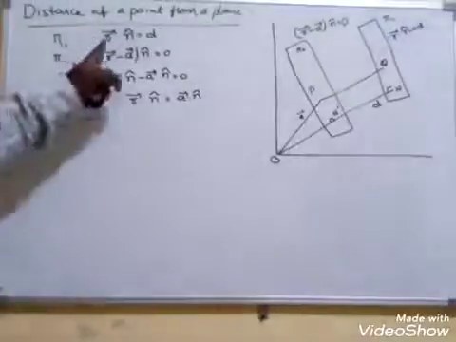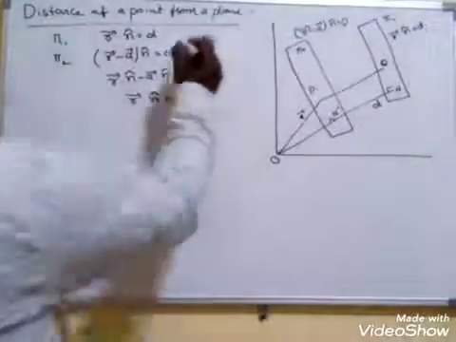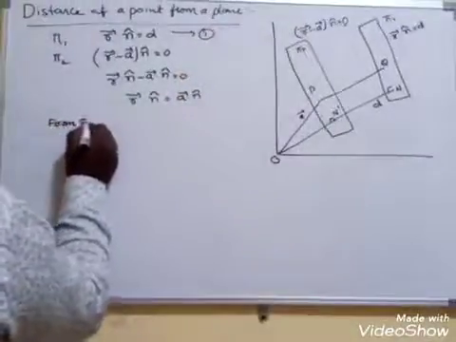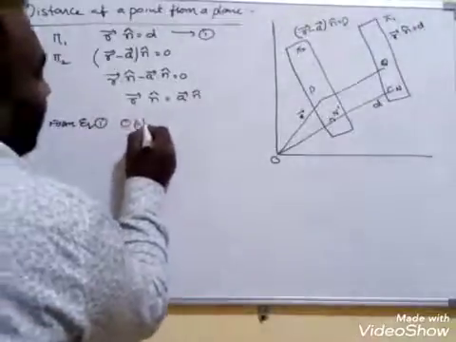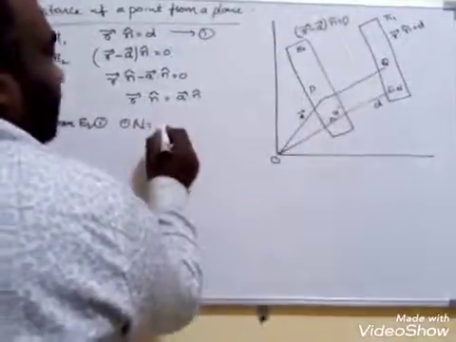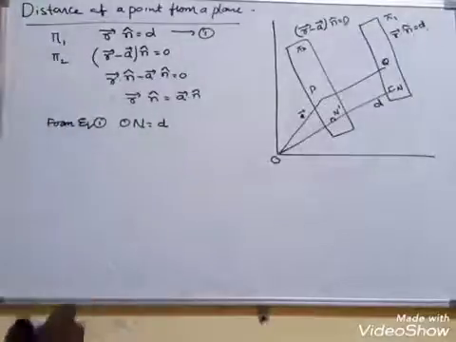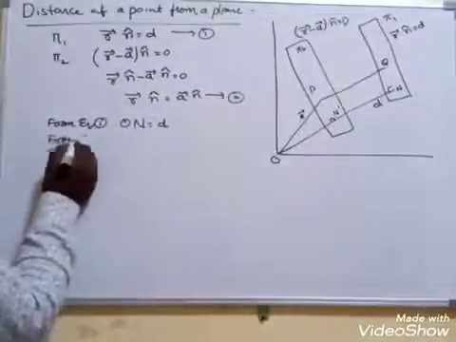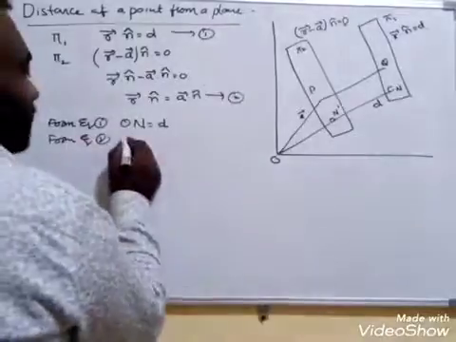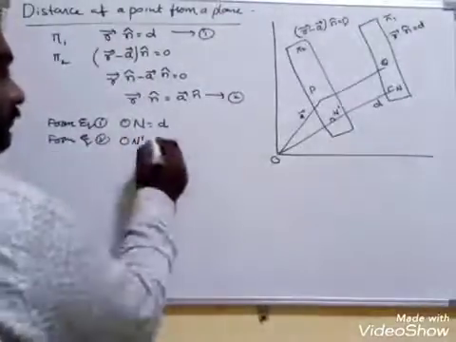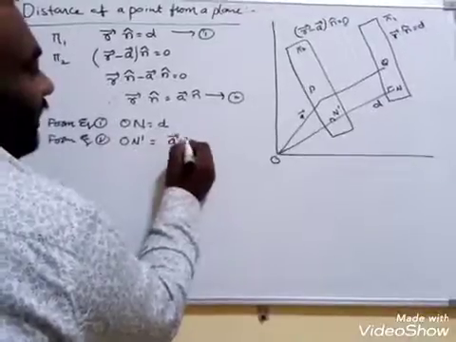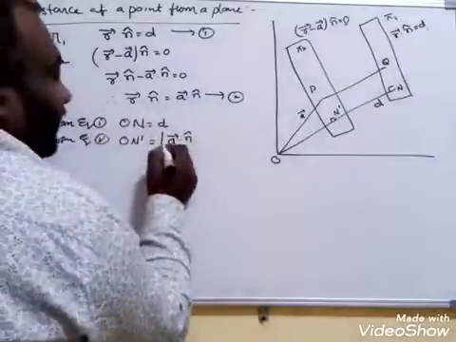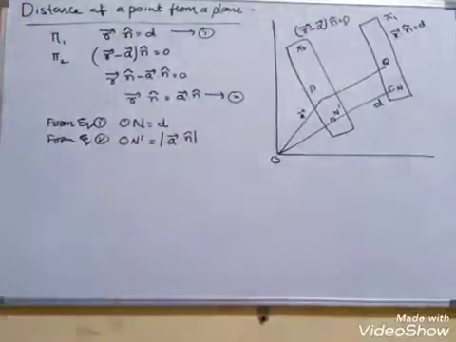Now from equation 1, what are we going to get? From equation 1, we are going to get ON is equal to D, the length of this one is nothing but D. And from equation 2, what are we going to get? From equation 2, ON dash is equal to a bar dot n cap, but it should be positive, that's why we are taking the modulus of a bar dot n cap.